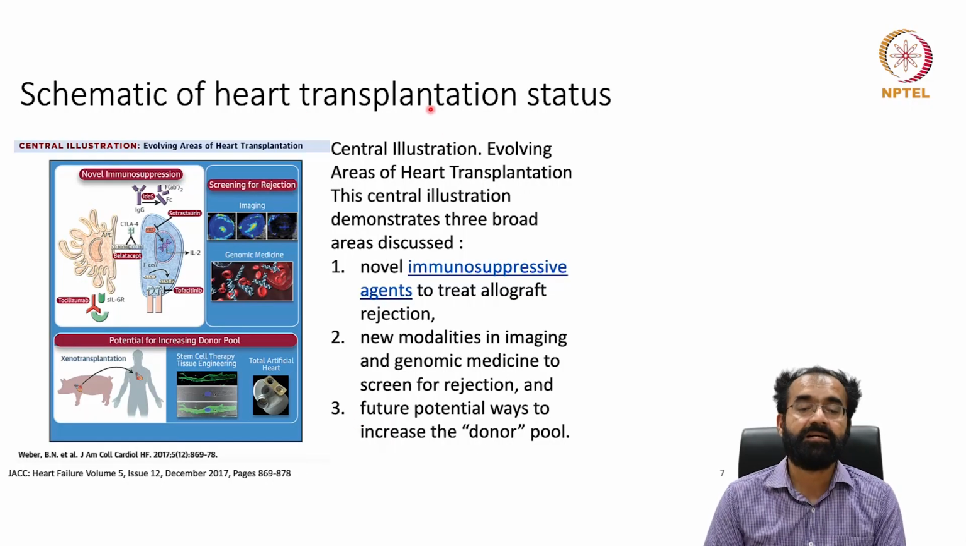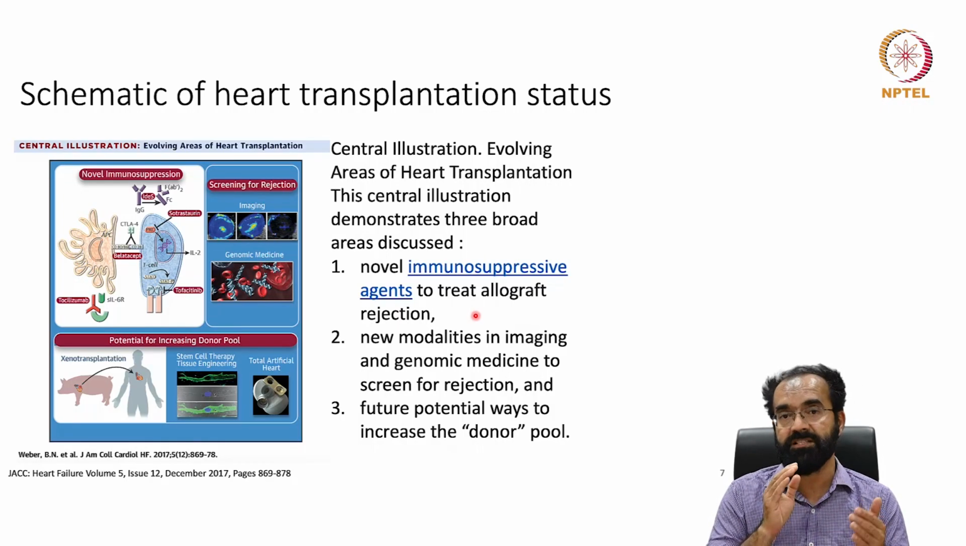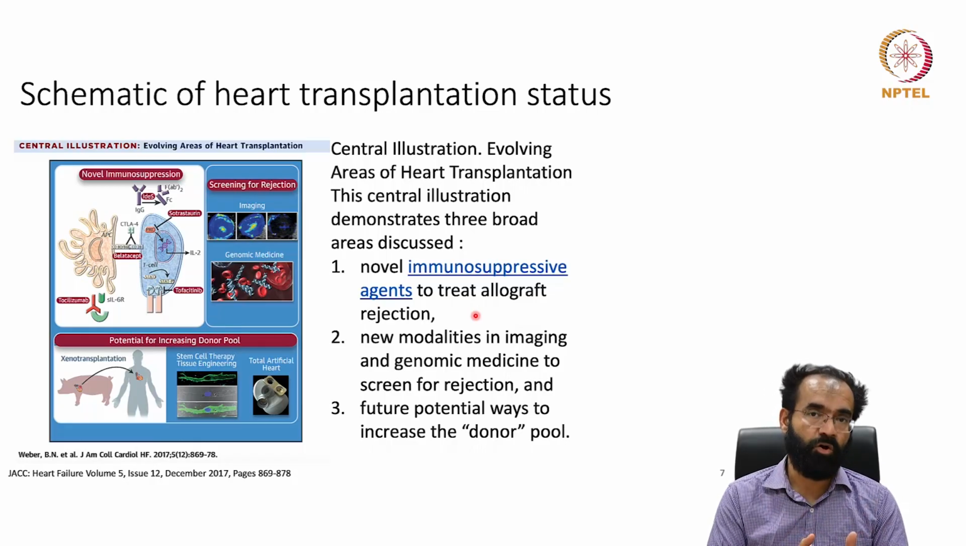This is a schematic of heart transplantation status. So this is a central illustration, and it shows evolving areas of heart transplantation. The central illustration demonstrates three broad areas to be discussed. Area number one is novel immunosuppressive agents to treat allograft rejection. That means your T cell mediated response is the one which is attacking and killing the transplanted organ. So can you selectively kill it rather than broadly suppressing the immunity?